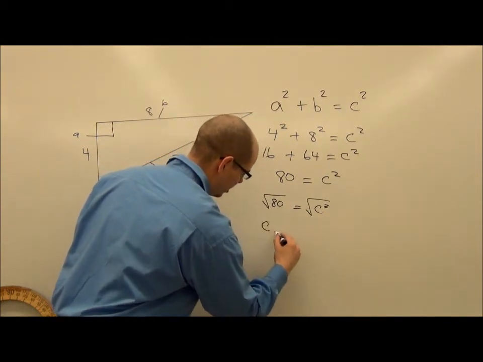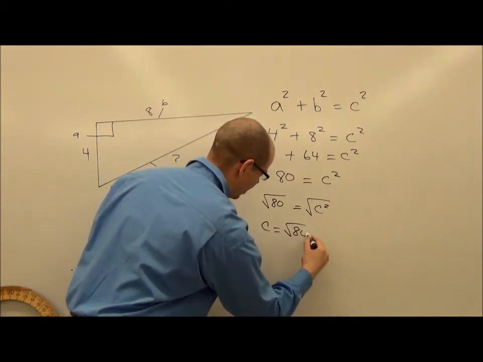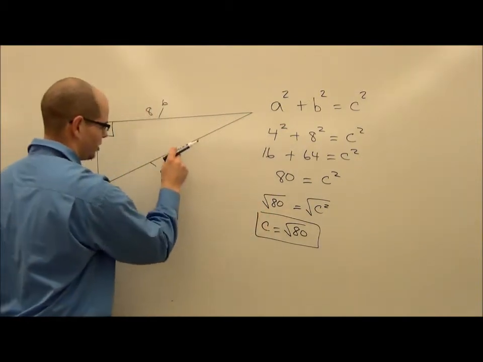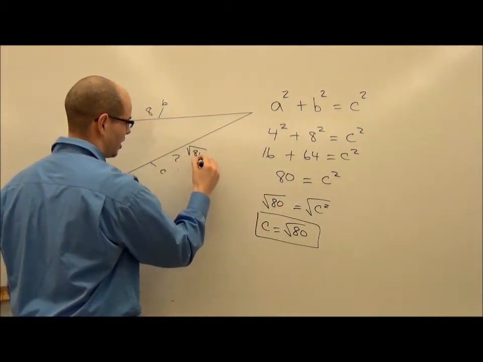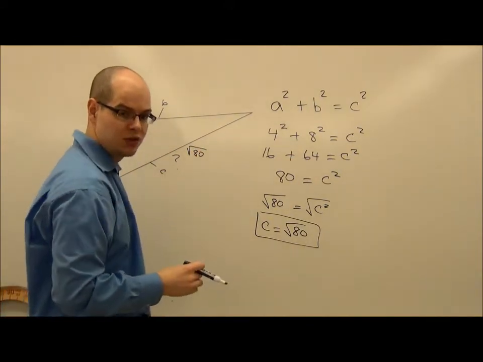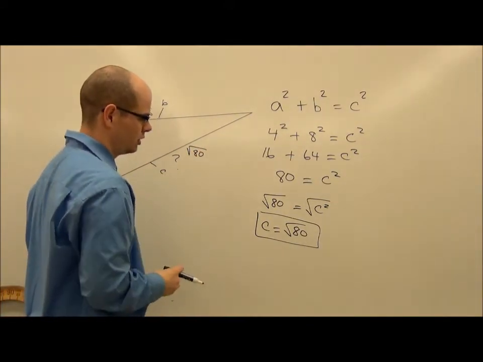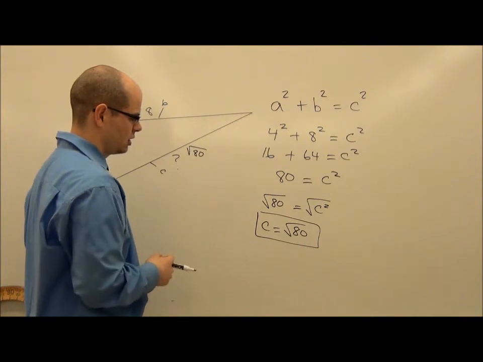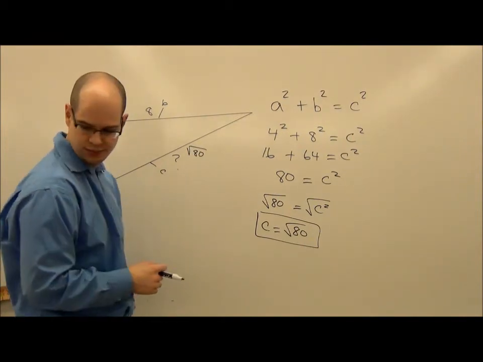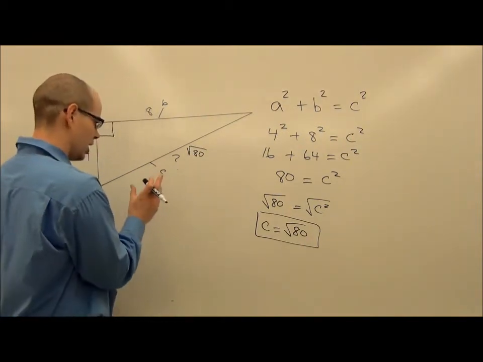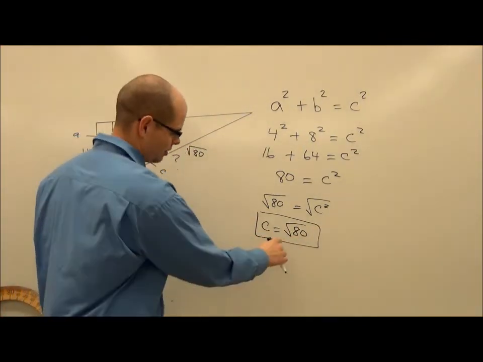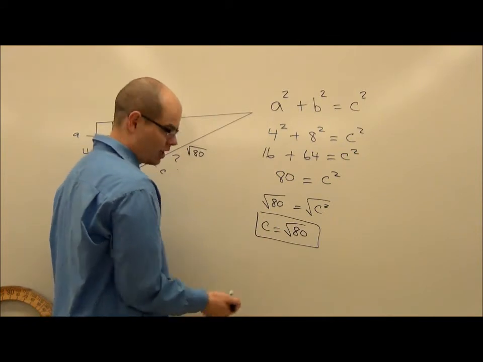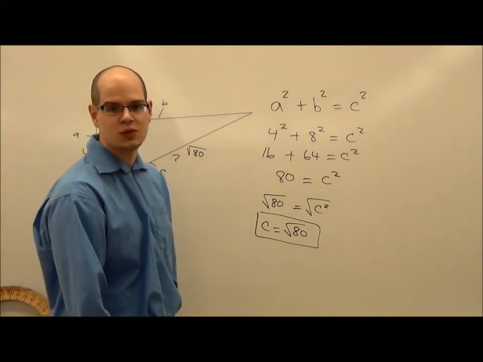So the answer to our question is that the length of this third side here, the hypotenuse, is actually the square root of 80. Okay? And if you take the square root of 80 on your calculator, it should be somewhere between 81 and 100. Okay? I'd like it if you can leave your answer as a radical like that, like a square root basically. If you put it in a decimal, that's fine as well.